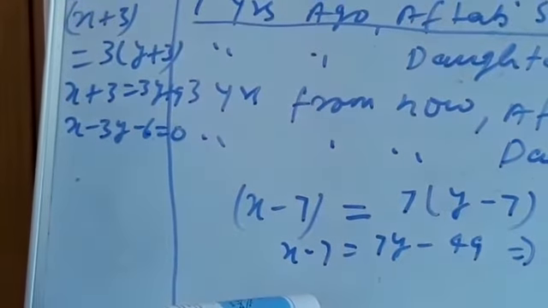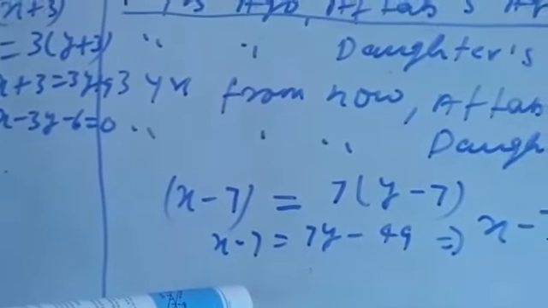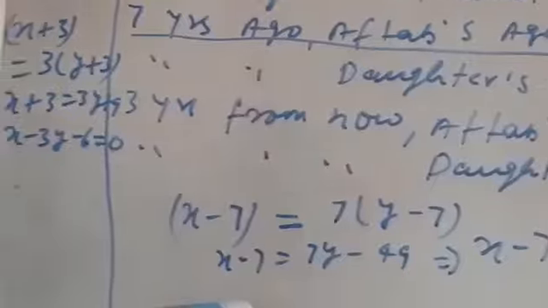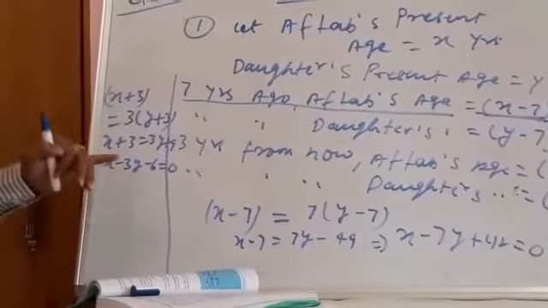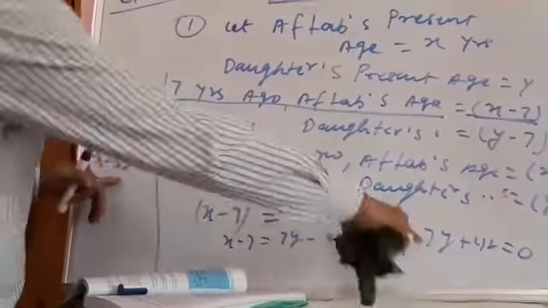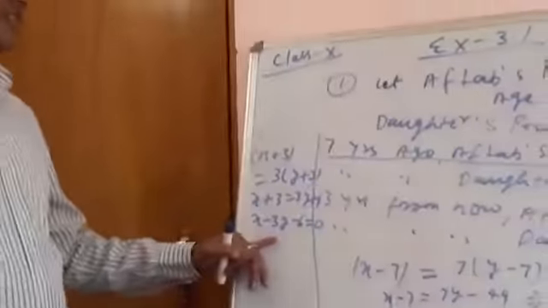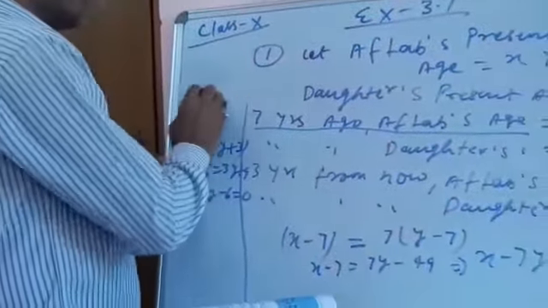So two algebraic situations you have: x minus 7y plus 42 is equal to 0 and x minus 3y minus 6 is equal to 0. So this is the algebraic situation, and I am very sure you will plot the graph for these equations, and that would be your graphical situation. This is for your question number 1. This was very important in exercise 3.1. So that's why I am telling you this.